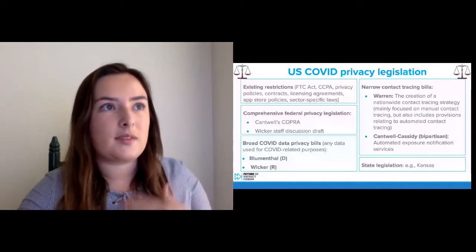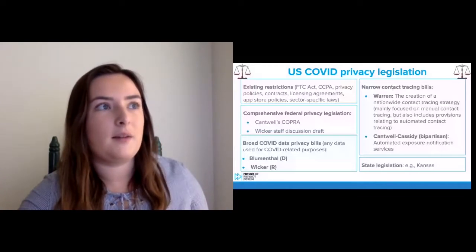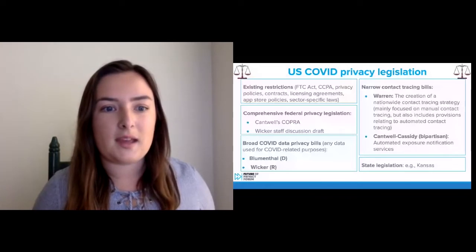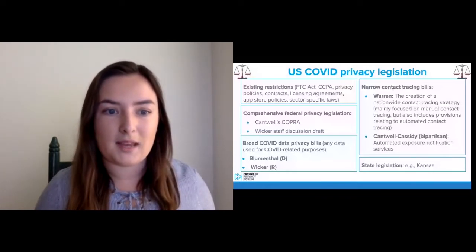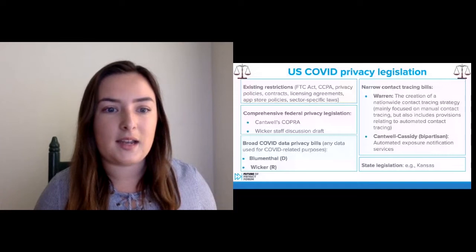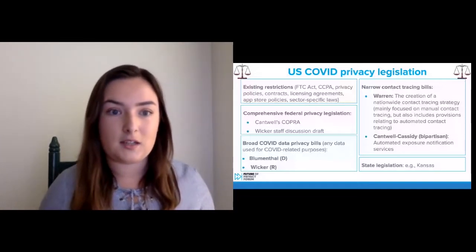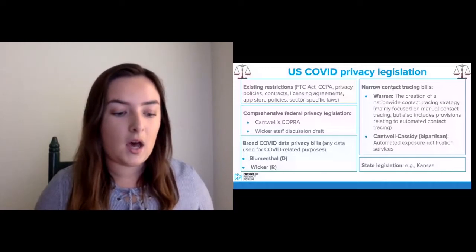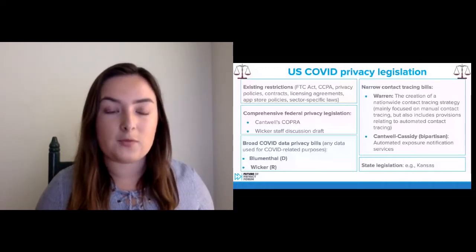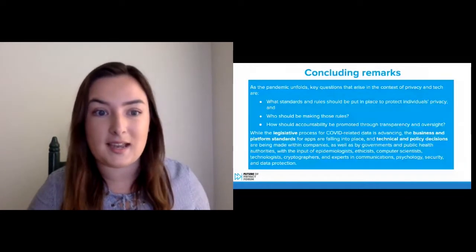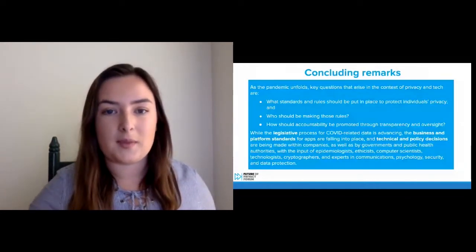And so this is just some concluding remarks. We've got two key questions. One of them is, what standards and rules should be put in place? And then secondly, who should be making those rules? Because in the absence of legislation in the US or a national strategy, measures are being put in place right now within companies and on the ground in states. And so that's just one thing that I wanted to leave you on.